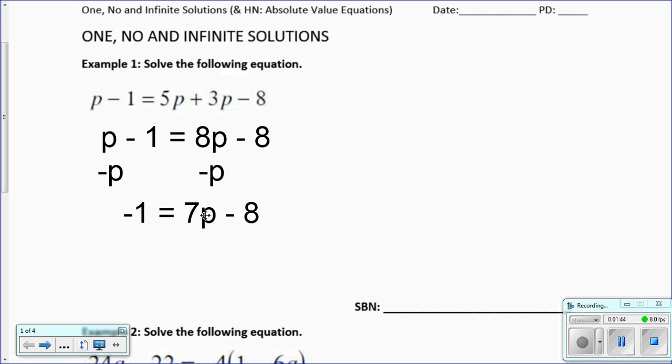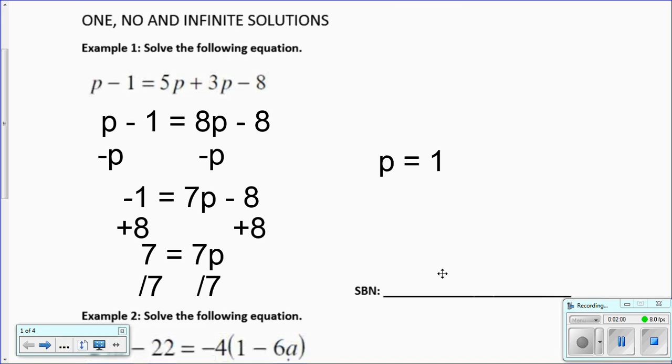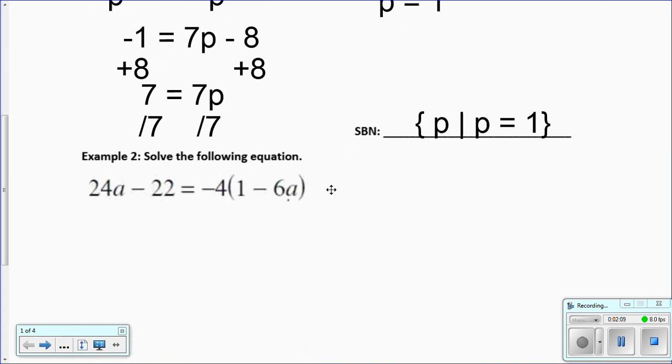Now I'm just going to keep solving for p. I'm going to add 8 to both sides now. So now this is going to become 7. So 7 equals 7p. Divide both sides by 7. I end up getting p equals 1. This is an example of one solution, and the way you would write it is in set builder notation. It's just p such that p equals 1. Okay? So that's your one solution.